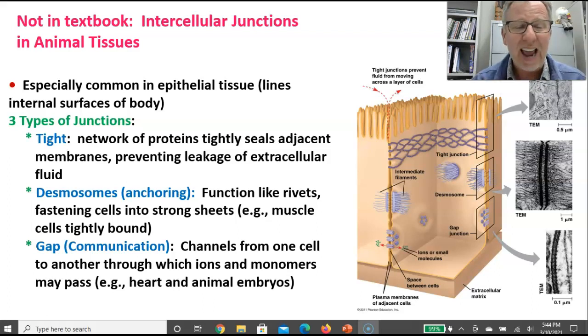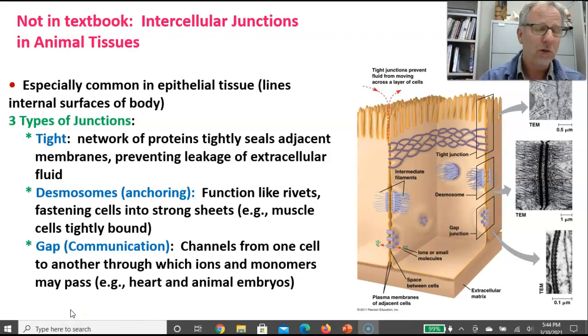And the last one, gap or communication junctions. These are channels that go from one cell to another, and they're for materials to flow in between. So ions and monomers pass in between cells through these gap junctions. Your heart tissue has lots of gap junctions in between the cells for ions and molecules to move, and so do animal embryos. Lots of gap junctions so that materials can easily flow back and forth.